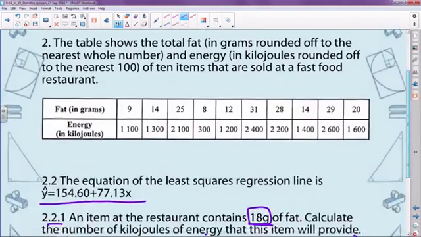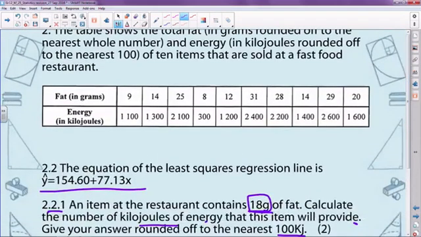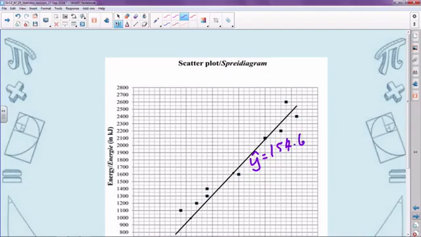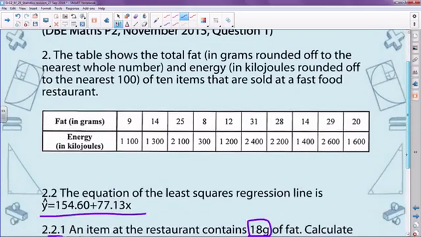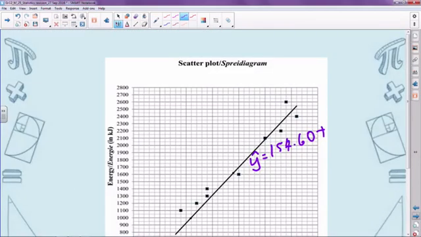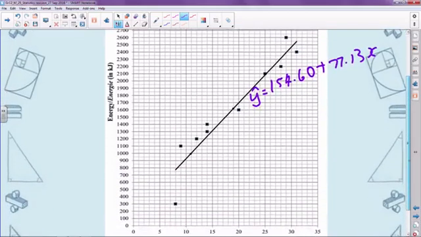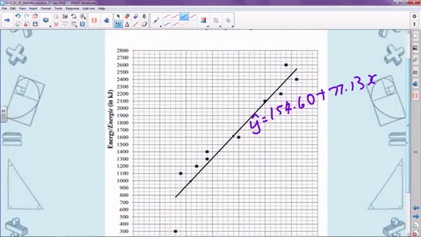All right, we've got to swap between the two screens, so it's a little bit tricky. 154.6, sorry, plus 77.13 times x. So that's the line that we have drawn in and superimposed on our scatter plot. All right, guys, hopefully so far your diagram is also looking similar.